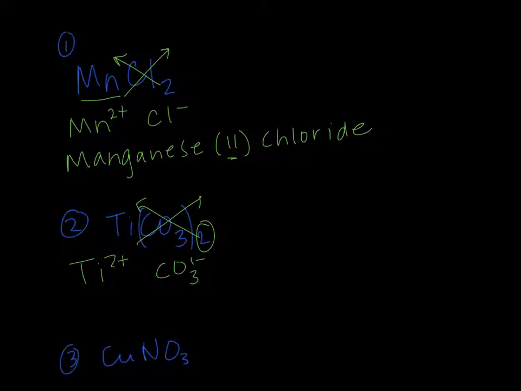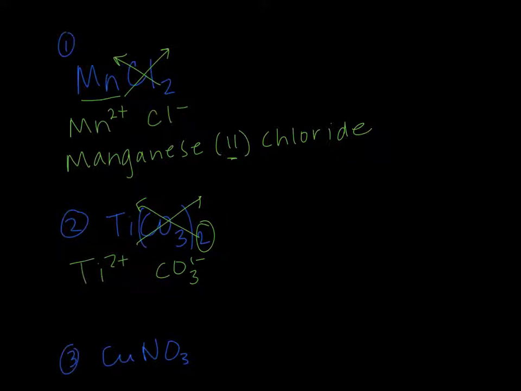Next, you have to check your charges and make sure they're correct on the anion. So this is a polyatomic ion. It's on that separate sheet. This right here is not correct. Carbonate, CO3, should have a -2 charge, and it doesn't.